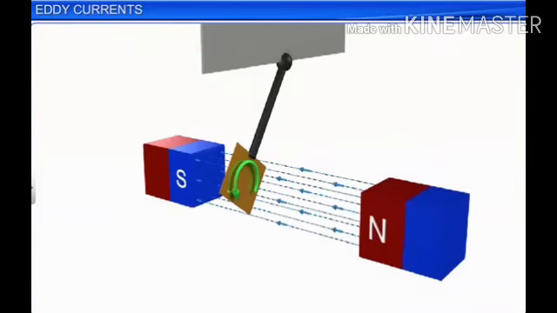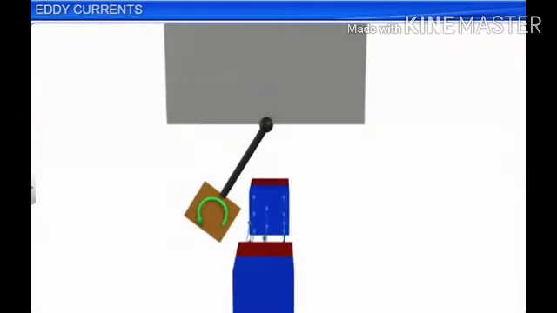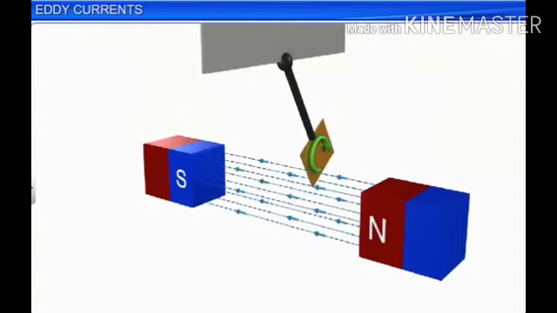Note that the magnetic field is directed from the north pole to the south pole of the magnet that provides the field. When viewed from the north pole side of the magnet, the induced eddy current is counterclockwise as the plate enters the field. As the plate enters the magnetic field, the external magnetic flux through the plate increases.